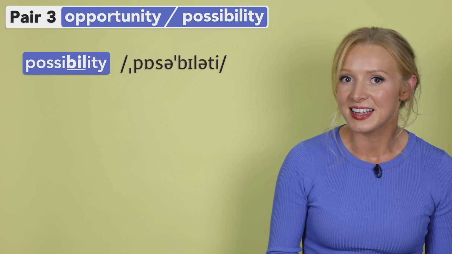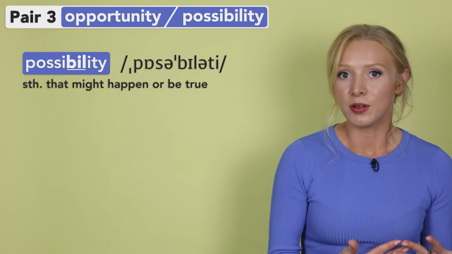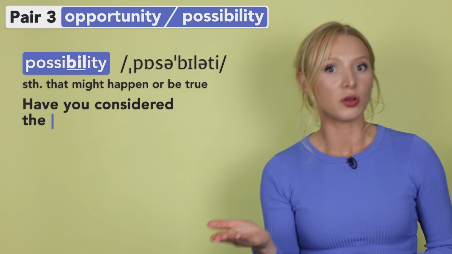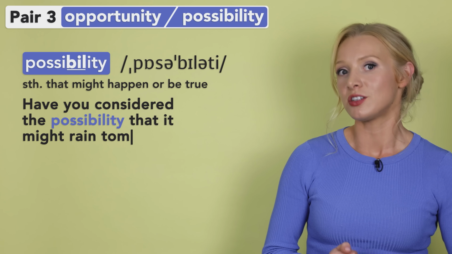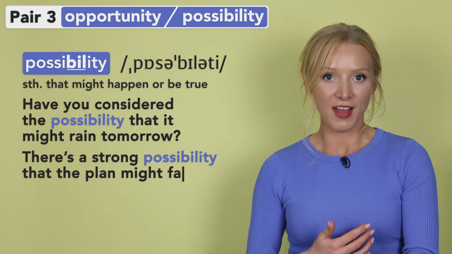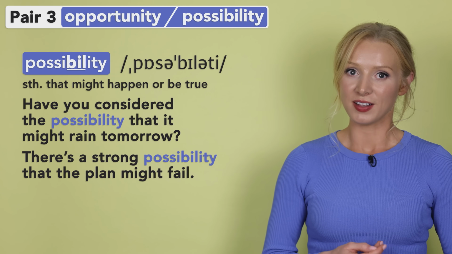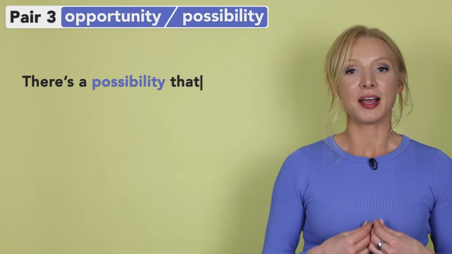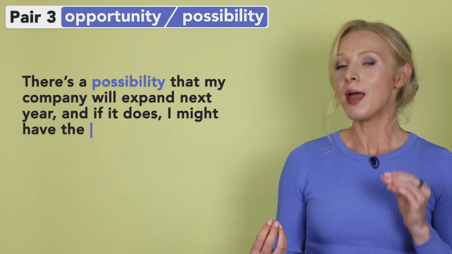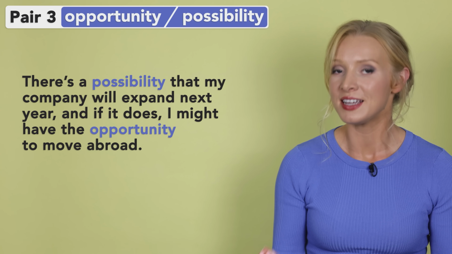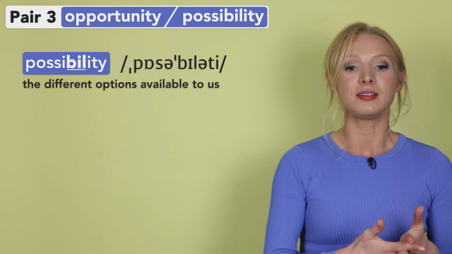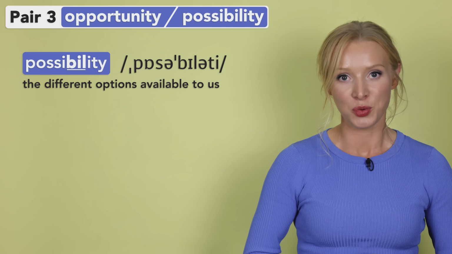A possibility is something that might happen or might be true. For example, have you considered the possibility that it might rain tomorrow? Or there's a strong possibility that the plan might fail. Let's see an example with both words. There's a possibility that my company will expand next year, and if it does, I might have the opportunity to move abroad. We also use possibility to talk about the different options available to us.